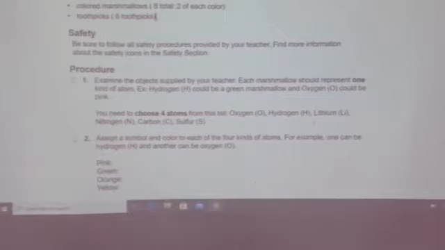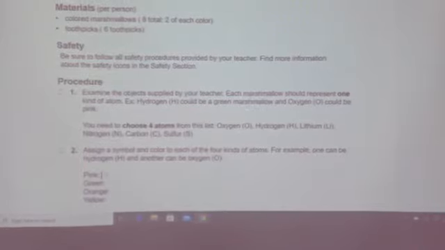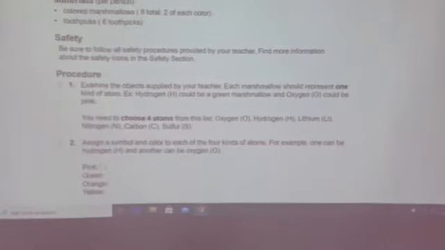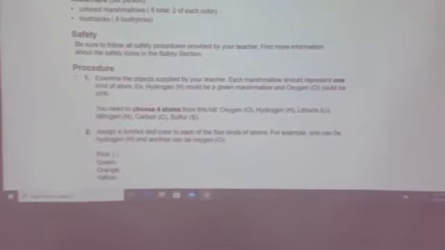So now we are on step 1 of our procedure. Examine the objects supplied by your teacher. Each marshmallow should represent one kind of atom. For example, hydrogen could be a green marshmallow and oxygen could be pink. You need to choose 4 atoms from this list: oxygen, hydrogen, lithium, nitrogen, carbon, and sulfur.